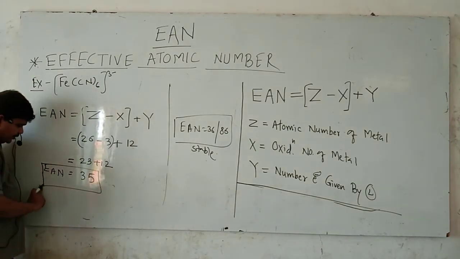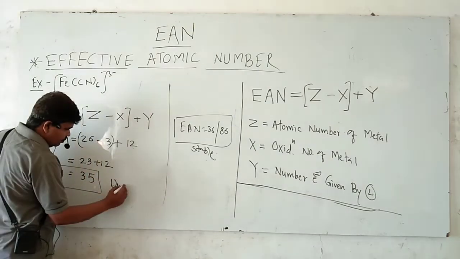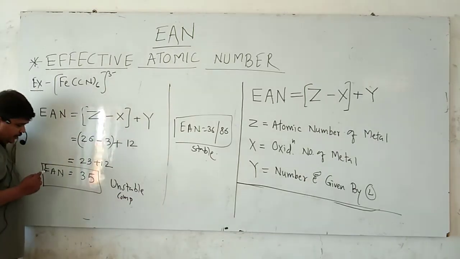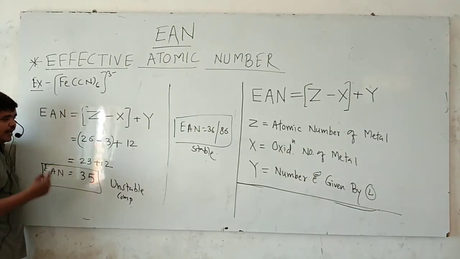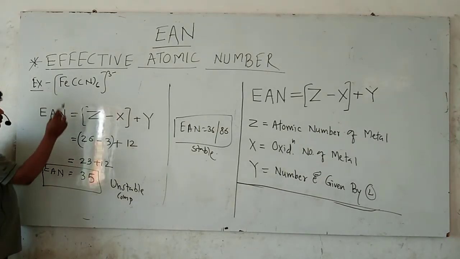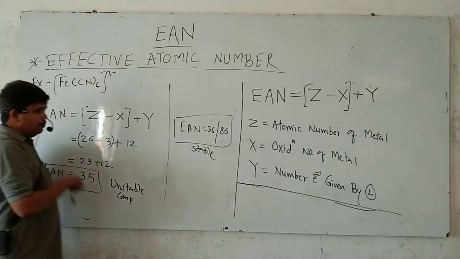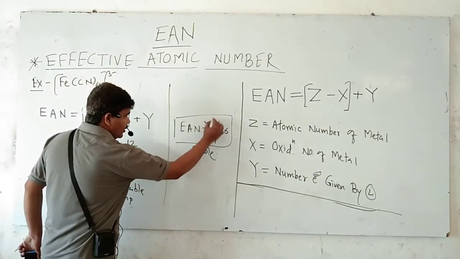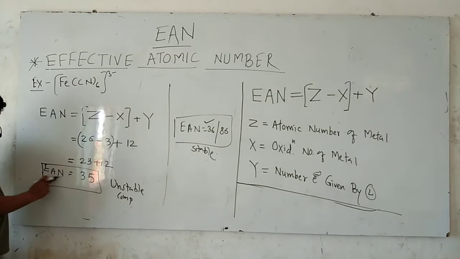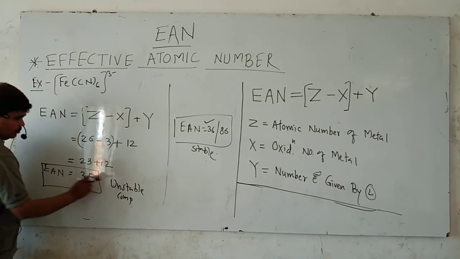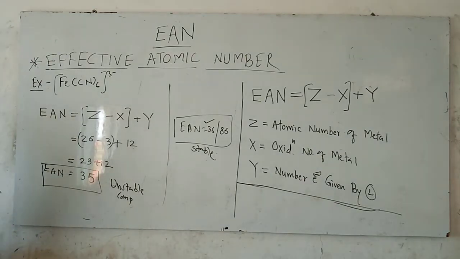It means that it is an unstable complex. When will the complex be stable? If the EAN will be equal to the atomic number of the nearest noble gas. Now Fe belongs to period number 4. In period number 4, the noble gas element has atomic number 36. So if EAN will be equal to 36, then and only then it will be a stable complex. But if EAN is 35, it means it is an unstable complex.